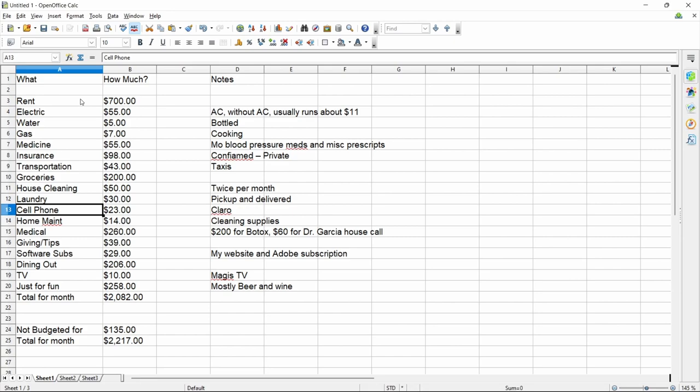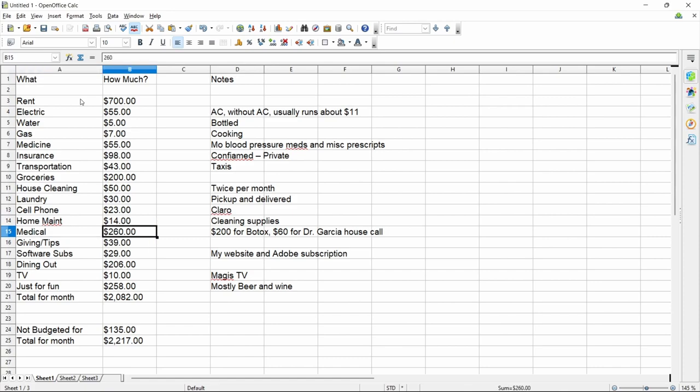When my internet was down here at the house a couple days this month, I used my cell phone as a hotspot, and I watched TV off of it and did my work and even uploaded a video to YouTube. So anyway, $23 for my cell phone. Home maintenance, $14. That was cleaning supplies I had to buy.